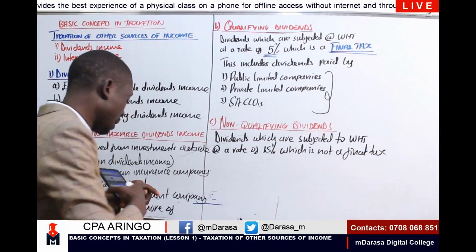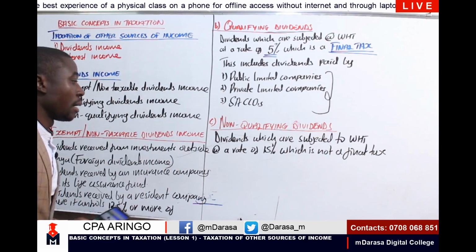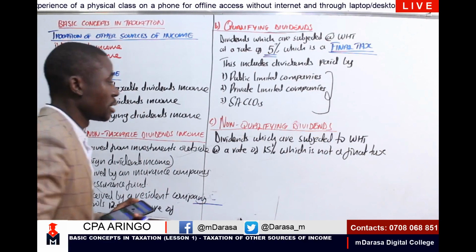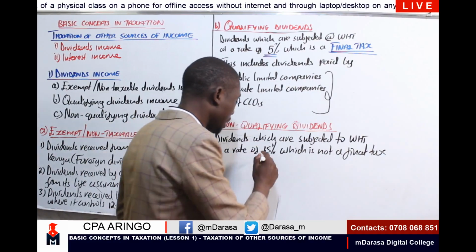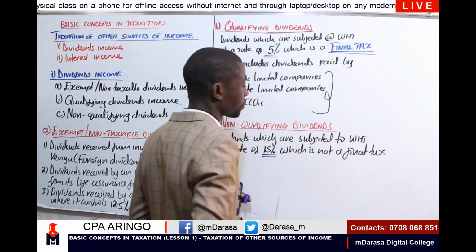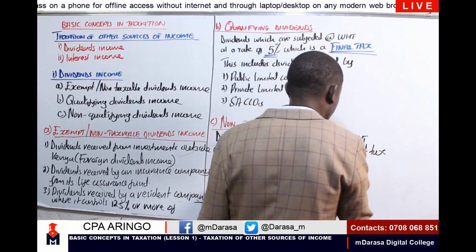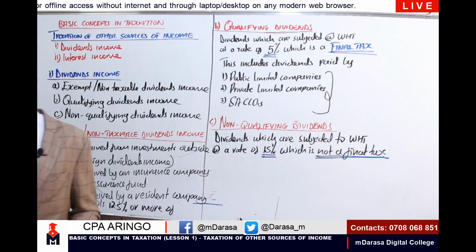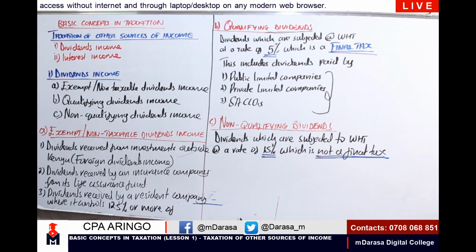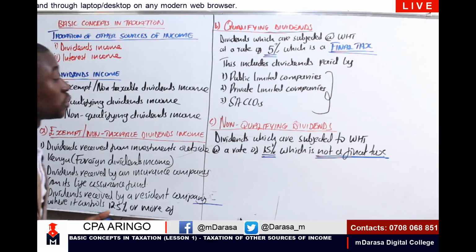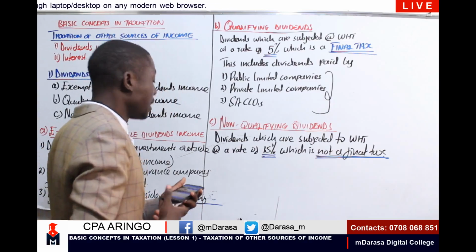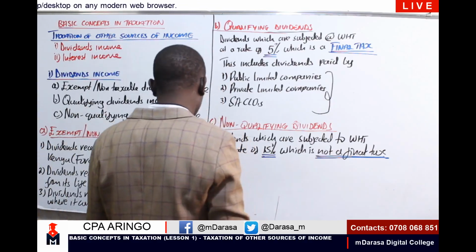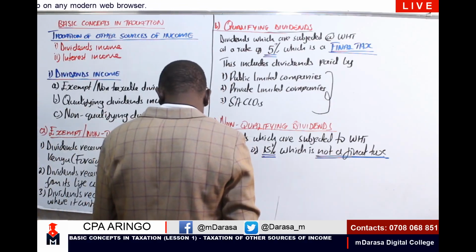I'm going to underline these keywords. First of all, withholding tax is 15%. And again, they are not a final tax. I want to get the difference between final and not final tax. Anytime you are talking of not final tax, this is to say that these incomes are going to be aggregated with other incomes and taxed further.